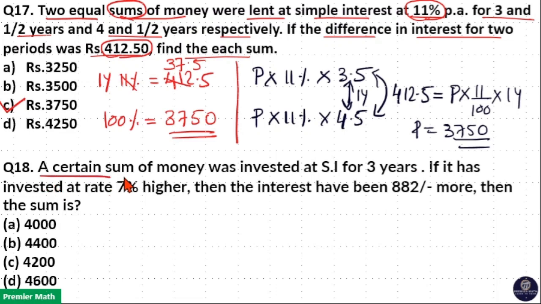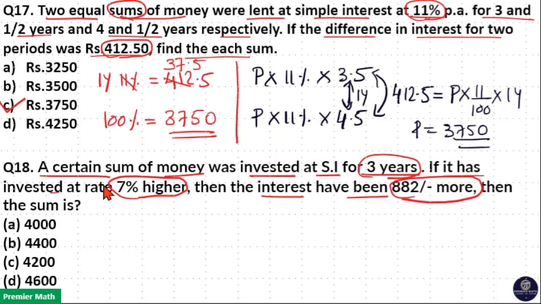Now the second question is, a certain sum of money was invested at simple interest for 3 years. If it was invested at a rate 7% higher, then the interest would have been 882 more. Now you can see, because of the 7% increment in the rate, for 3 years, interest increased by 882. That means, for 1 year, 7% is the increment in rate. For 3 years, 7 into 3, 21% is the increment in rate. Because of this, interest increased by 882.